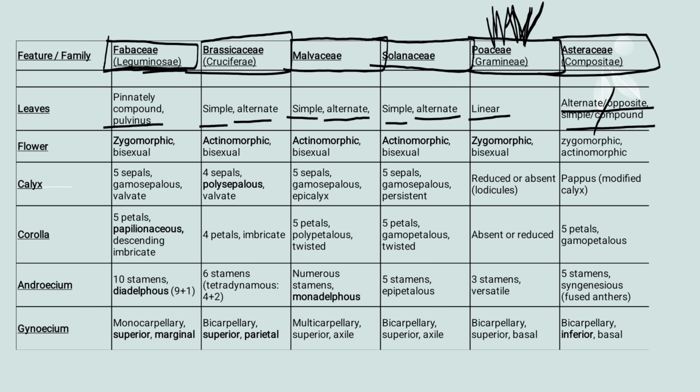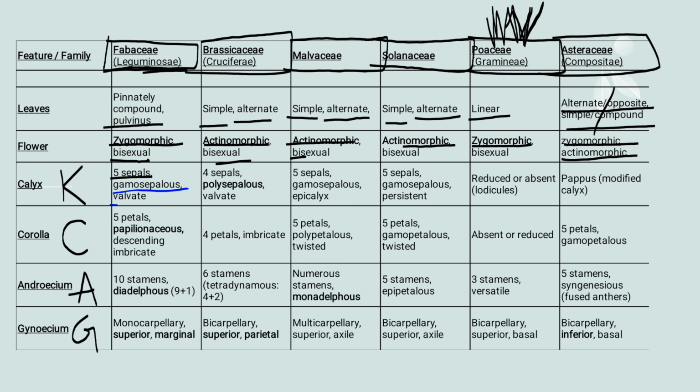Bilaterally symmetrical means zygomorphic. Mustard is actinomorphic. China rose is also actinomorphic. Poaceae is zygomorphic. Polypetalous and valvate in Leguminosae. In Brassicaceae we have polypetalous and valvate condition. In Malvaceae we have epicalyx and gamopetalous condition. Gamopetalous, persistent or absent lodicules. Asteraceae, pappus. After all the families, I will give brief knowledge about the modification of root, stems and leaves.